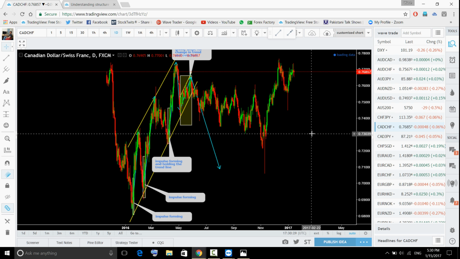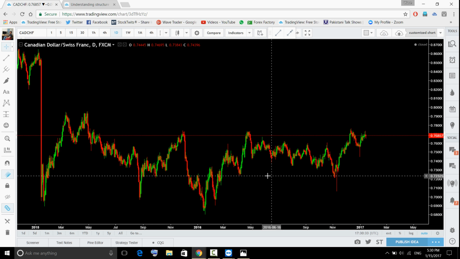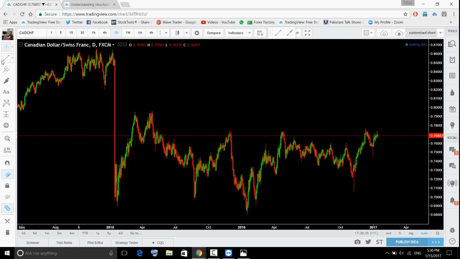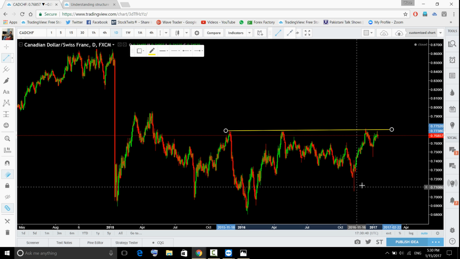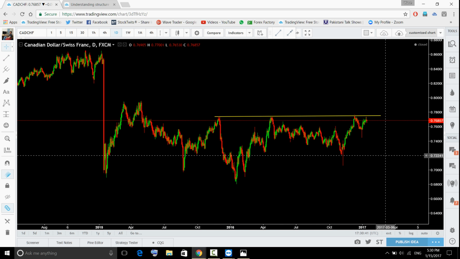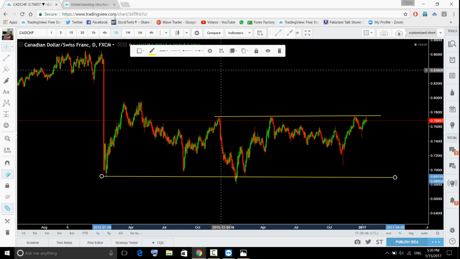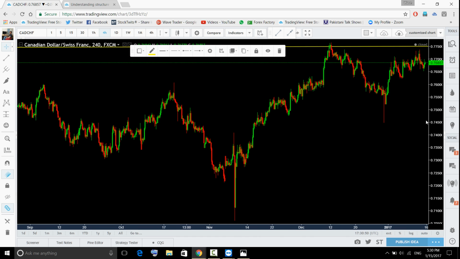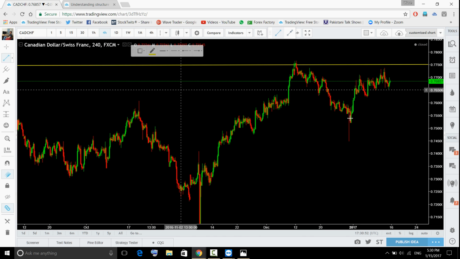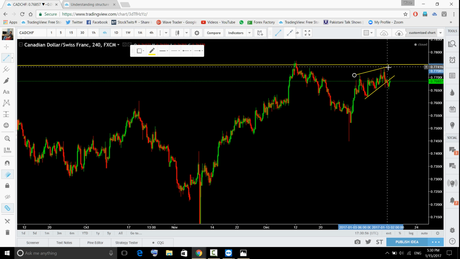Okay, so CAD CHF was forming an ascending rising wedge at the top. It was giving a signal that it is going to reverse. It broke down, but with a corrective move, not an aggressive one.